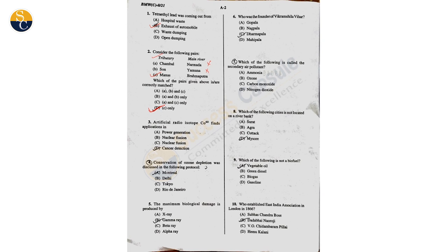Next, artificial radioisotopes cobalt 60 finds application in cancer detection. So D is the correct answer here. Next, conservation of ozone depletion was discussed in the following protocols. So answer here is Montreal Protocol of 1987. It was related to substances that deplete the ozone layer. So A is the correct answer.